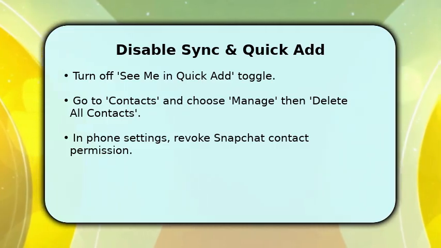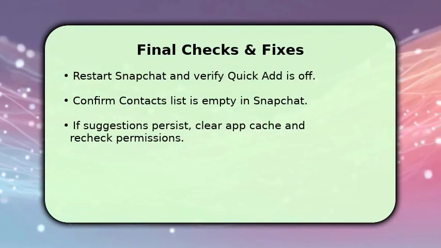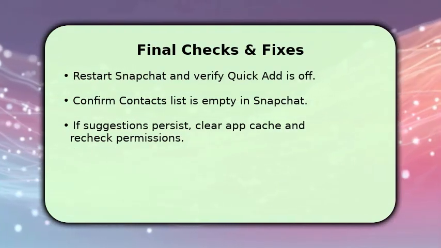Finish by restarting Snapchat and verifying the changes. Open settings and confirm See Me in Quick Add is off and Contacts shows 0 entries.